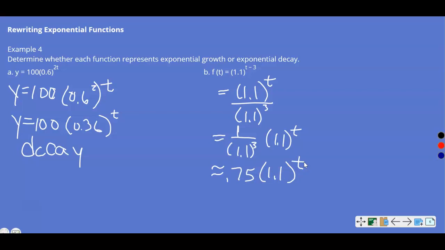And so what we were trying to do was see if this was growth or decay. Since we wrote this in our standard exponential form, a times b to the x power, or t power in this case, this would be our y-intercept. This would be our growth or decay factor. Since this is greater than 1, this is a growth factor.